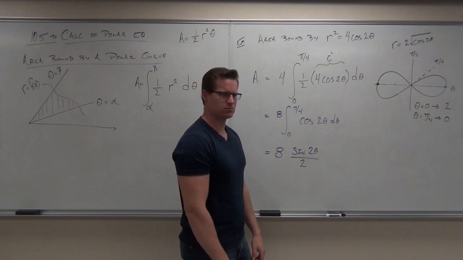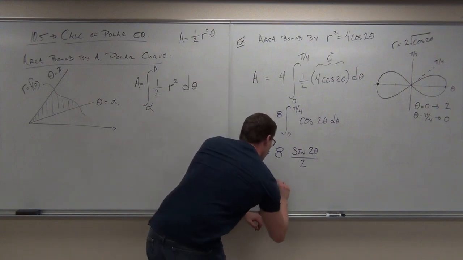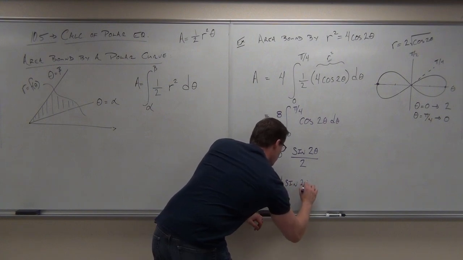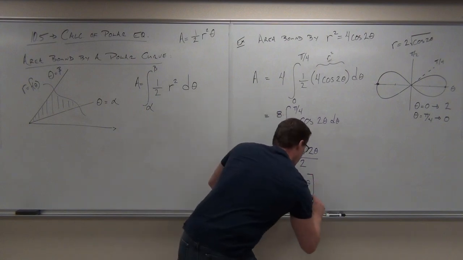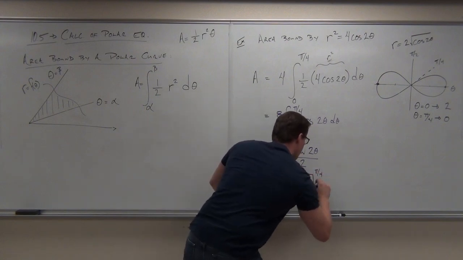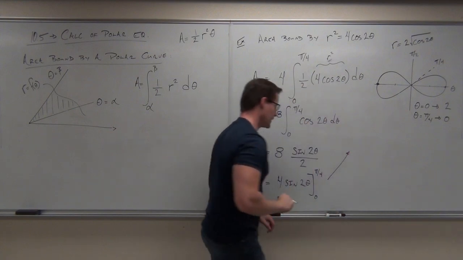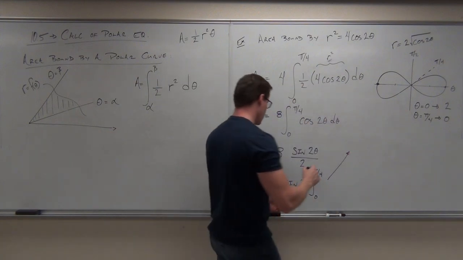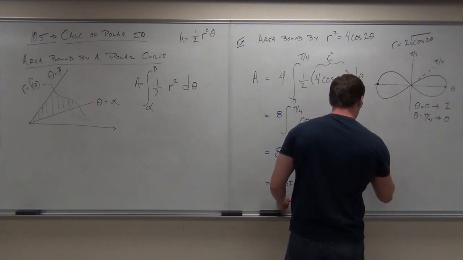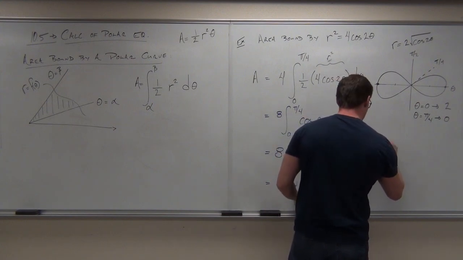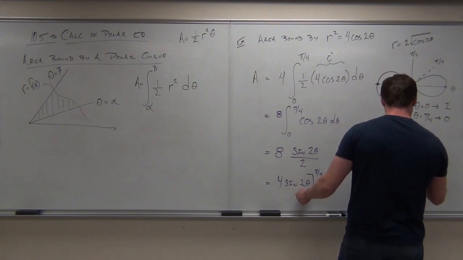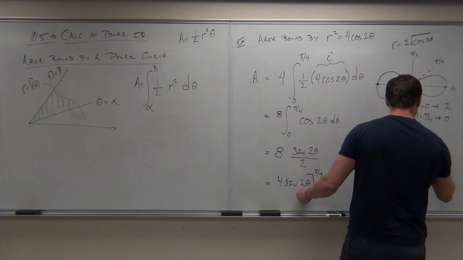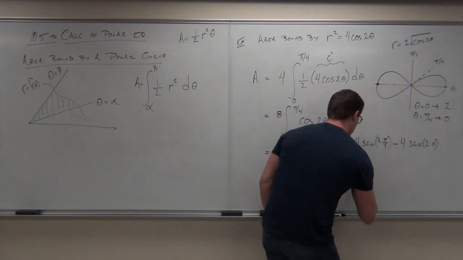What now? Yeah, let's simplify. Okay, so we're going to have 4 sine 2 theta. And now what? Yeah, let's go for our actual evaluation, 0 to pi over 4. Can you plug that in? That should be pretty easy. So we're going to have 4 times sine of 2 times pi over 4 minus 4 times sine of 2 times 0. Well, that should be pretty straightforward.